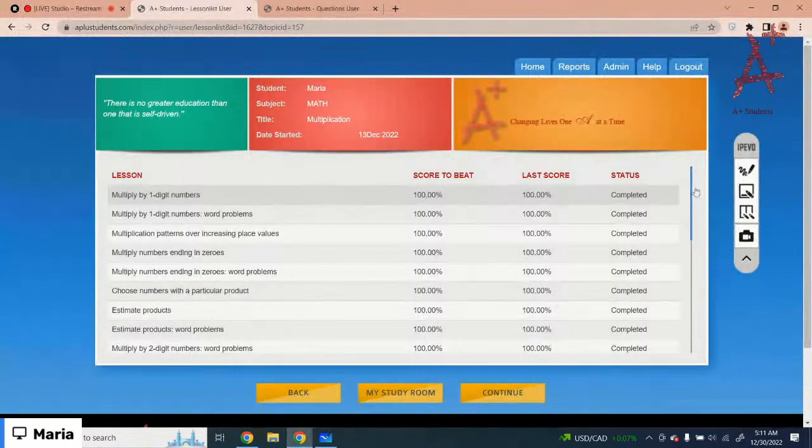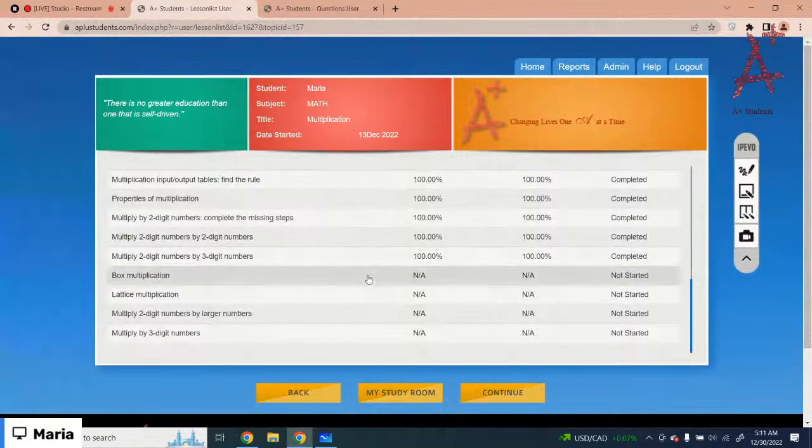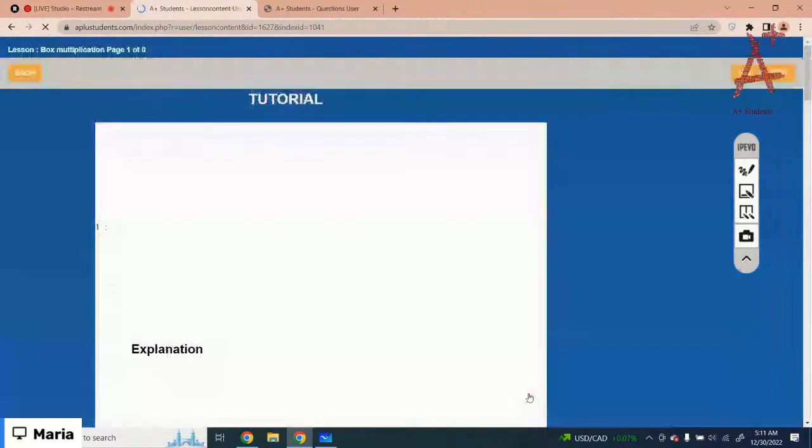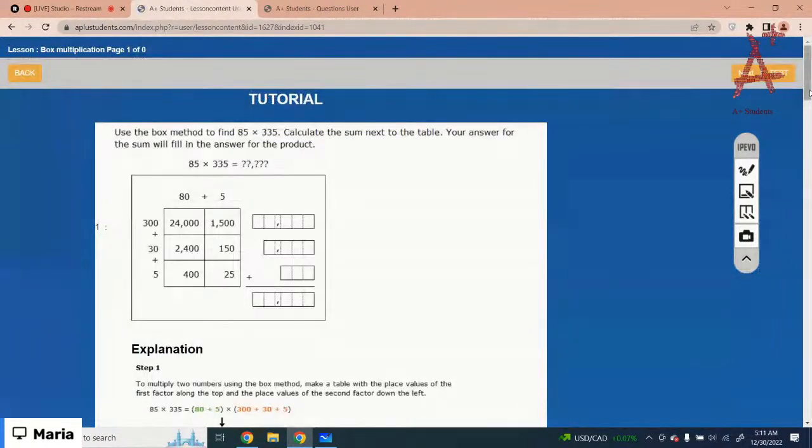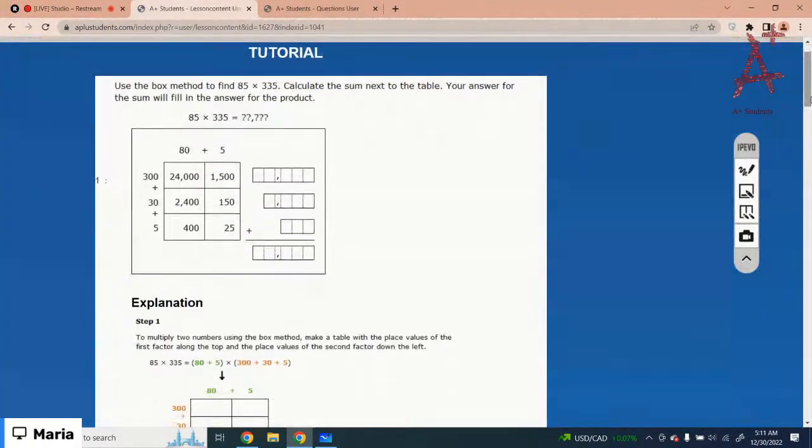Okay, here I'm on grade 5 maths. The chapter is multiplication. So the lesson name is box multiplication. So let's just start with the box multiplication. Okay, let's see what is the box multiplication.